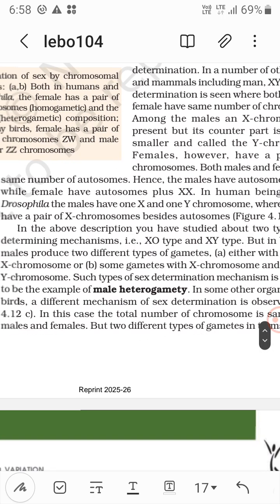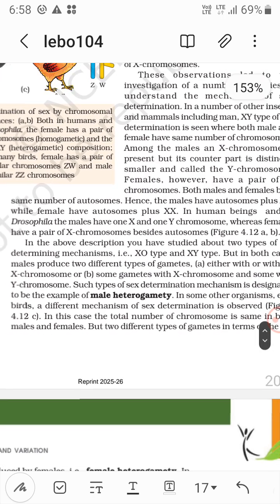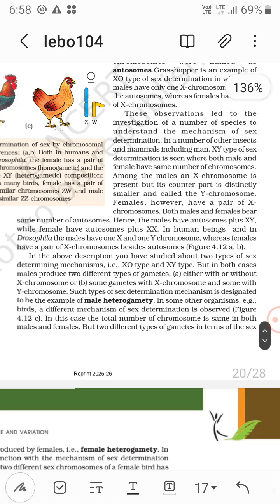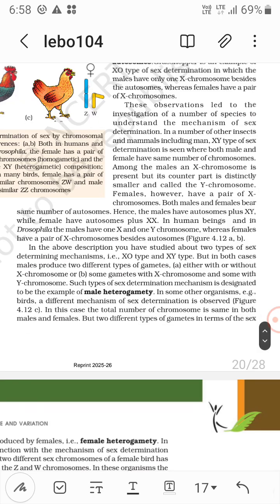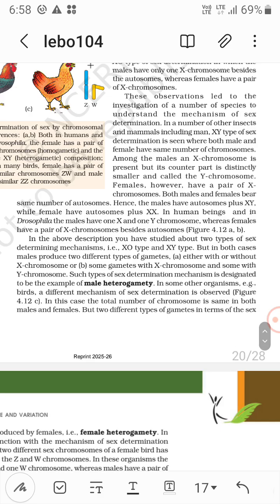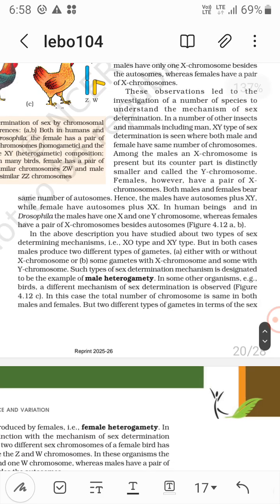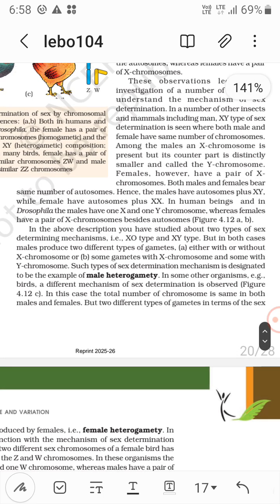Both males and females bear the same number of autosomes. Hence, the males have autosomes plus XY, while the females have autosomes plus XX. So, in human beings and in Drosophila, the males have one X and one Y chromosome, whereas the females have a pair of X chromosomes besides autosomes.